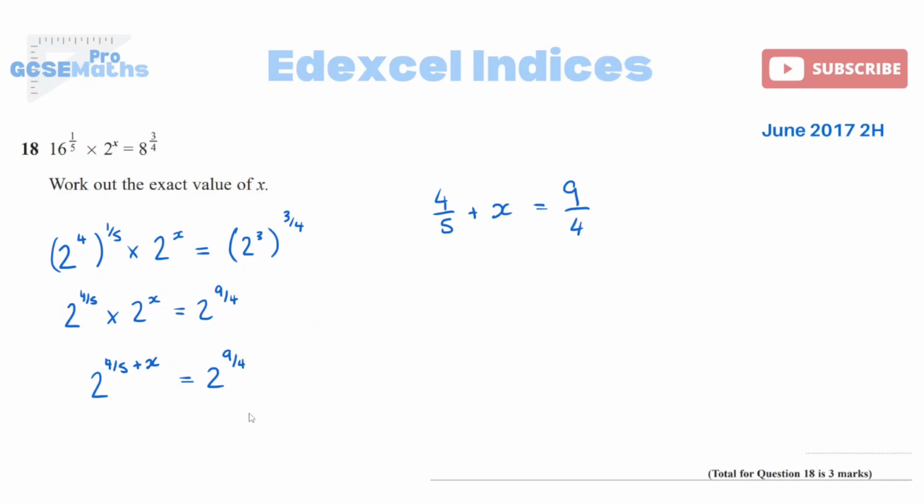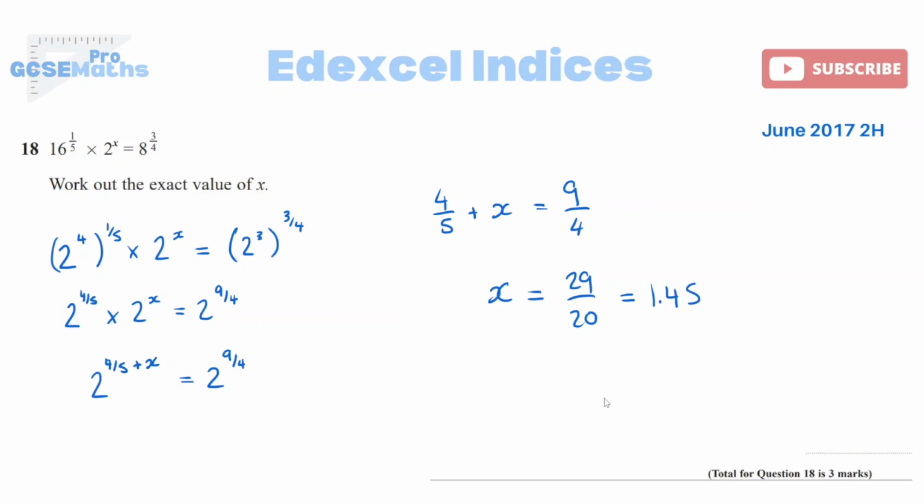Because the base numbers are the same. So for them to be equal, they must have the same powers as well, mustn't they? So I'm just completely forgetting about the 2's for now. All I need to do now is solve this equation. Now it is a calculator question, so you can just subtract it in your calculator. And that gives me 29 over 20, which you can leave like that, because that's an exact format. Or the decimal isn't actually that bad. You can leave it as 1.45. Don't round it though.